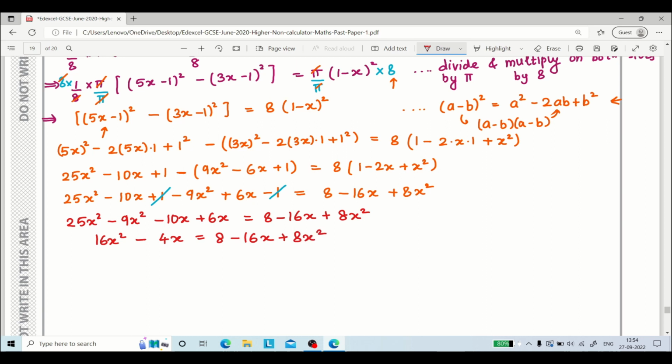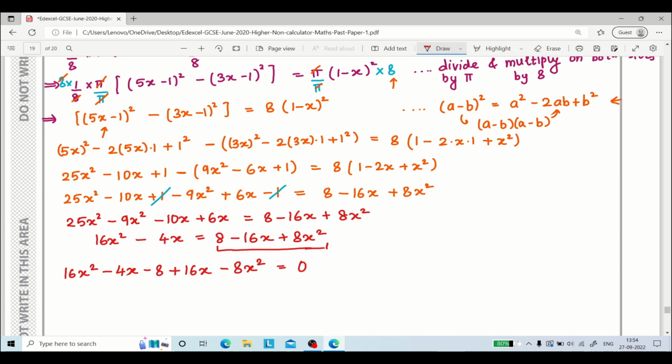Now the next step, we are going to shift all of this towards the left side, this whole part. So that gives us 16x square minus 4x, and shifting all of this here will change the sign. So plus 8 becomes minus 8, plus minus 16x will become plus 16x, and plus 8x square, when it comes to the left side, becomes minus 8x square. That is equal to 0, because nothing is left on the right side.